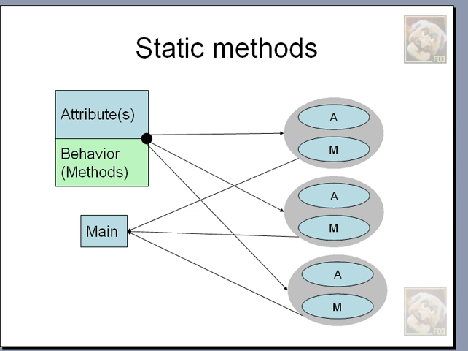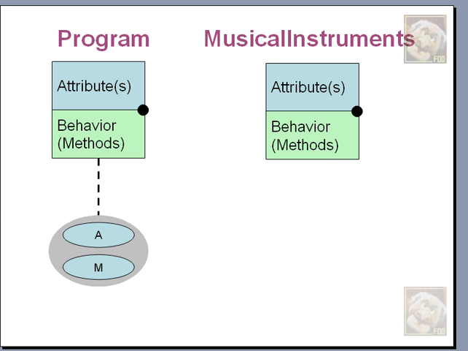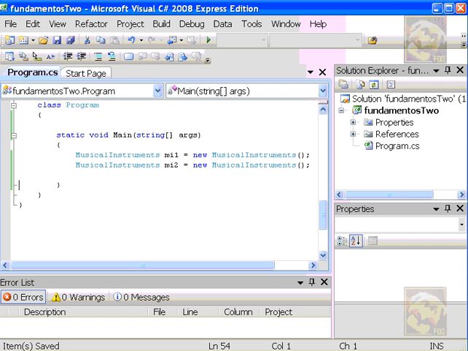However, that brings another problem. If main is a static environment, what happens when we try to create methods out of the program class? Program as a class should have its own methods, as any other class. In our example, we have two classes, program and musical instruments. Is it the same story with both classes? Well, let's see. So here's our code.